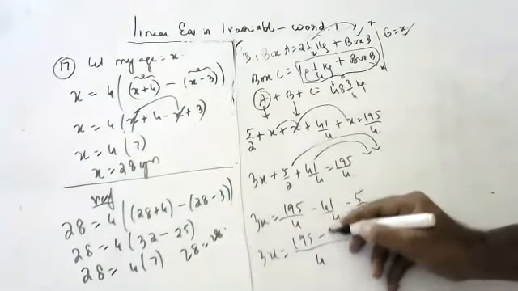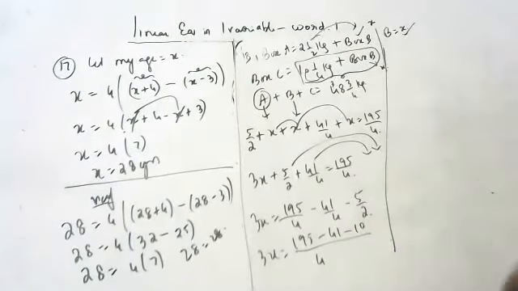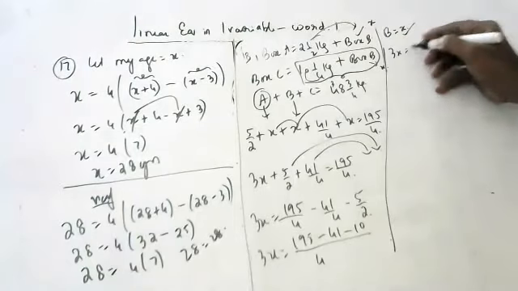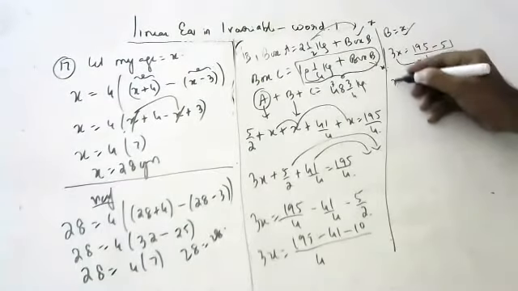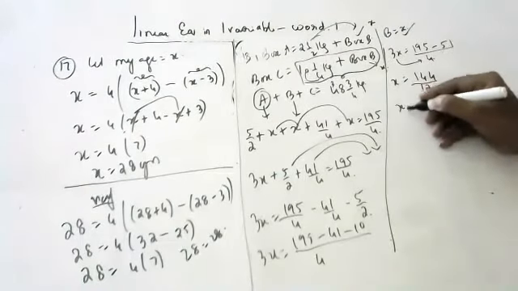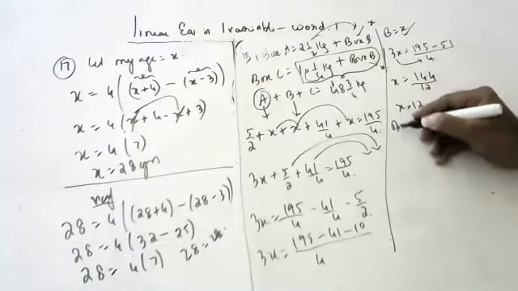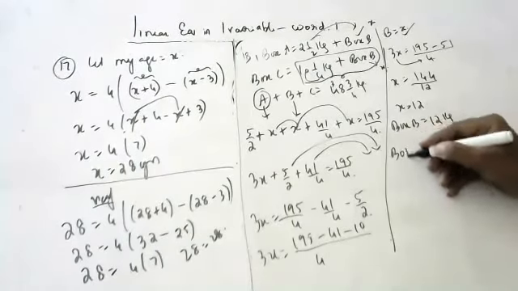3x is equal to 195 minus 41 minus 10, so 3x is equal to 144/4. Box B is how much? 12. The weight of Box B is 12 kgs.